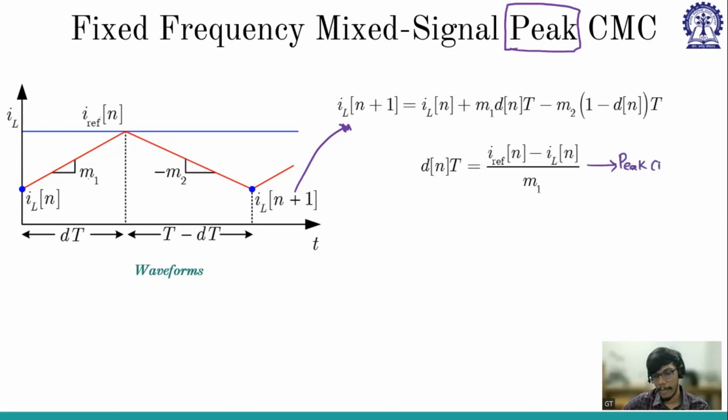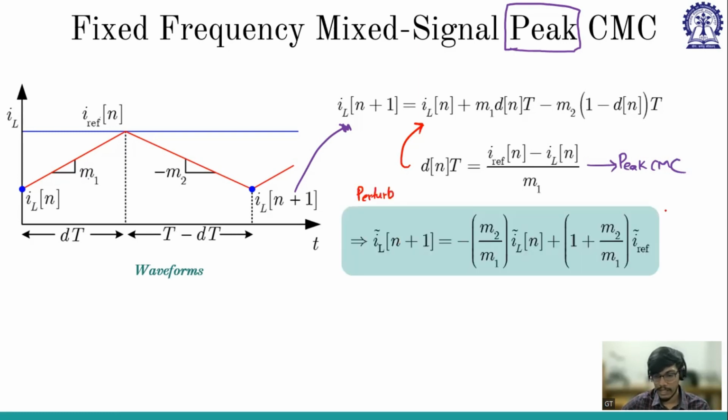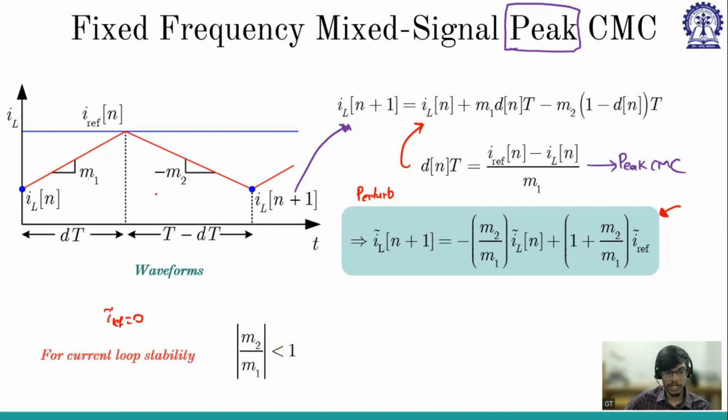So if you back substitute this in this equation and put in the expression, we'll get this final expression. Now considering zero input dynamics, for current loop stability, we have considered zero input, which means I reference perturbation is 0. So it is a constant reference. The perturbation is 0 because I reference is constant.